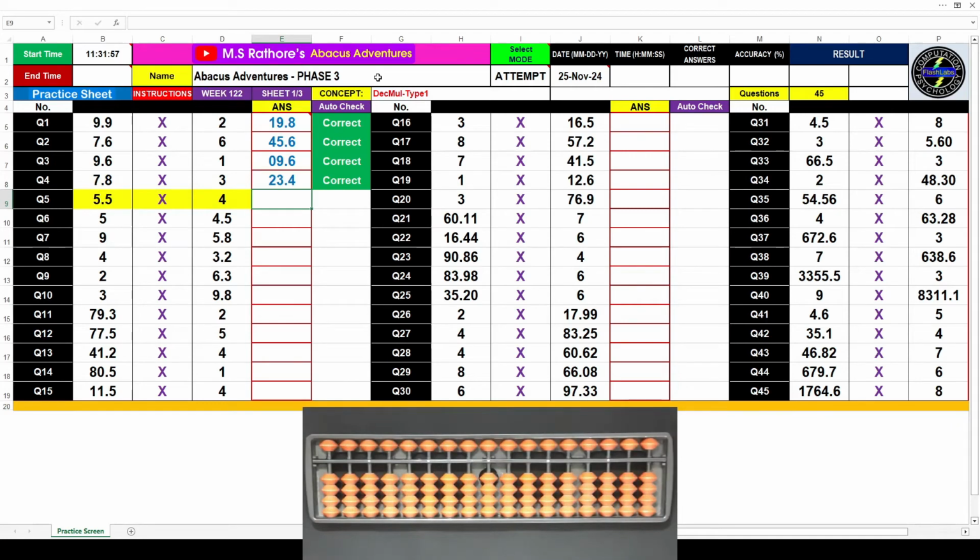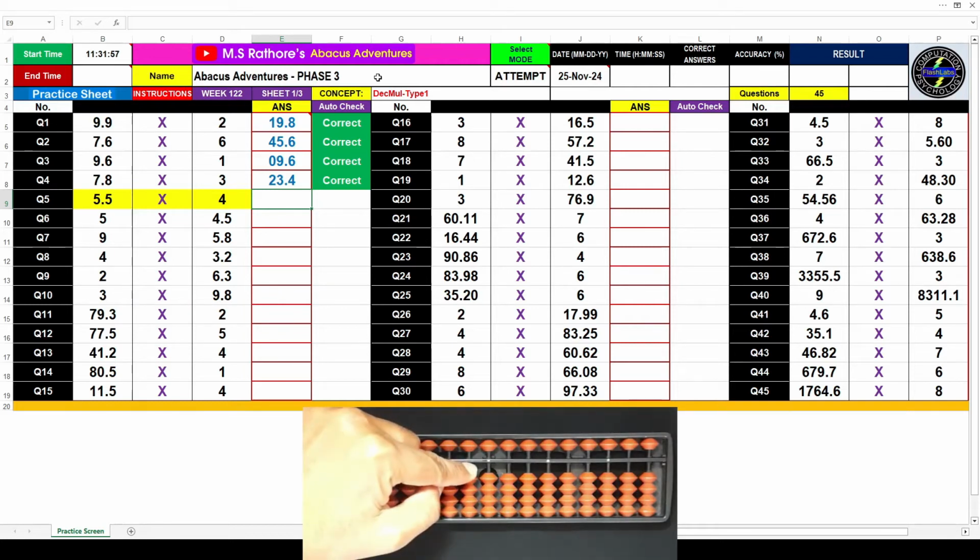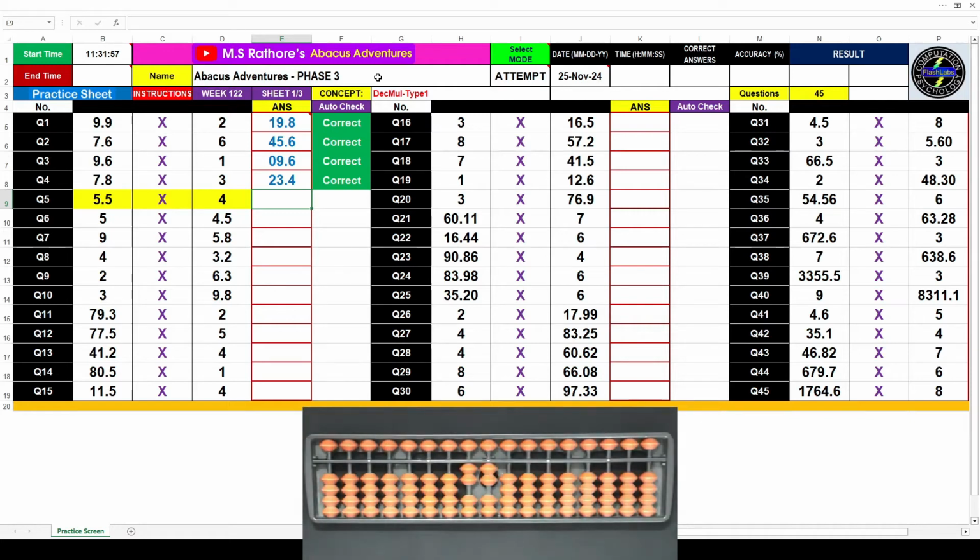Coming to question number 5, 5.5 multiplied by 4. So the integral part contains one digit, that is 5, and the multiplier has a normal single digit value, that is 4. So 5.5 multiplied by 4, let's place the index finger on rod number 2. Now consider this value as 55 multiplied by 4. So the normal rules of multiplication apply here. 4 5s are 20, finger shifted, 4 5s are 20, and the answer is 22.0.